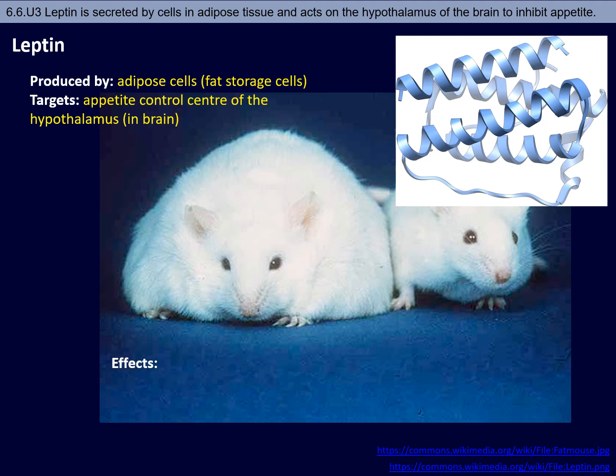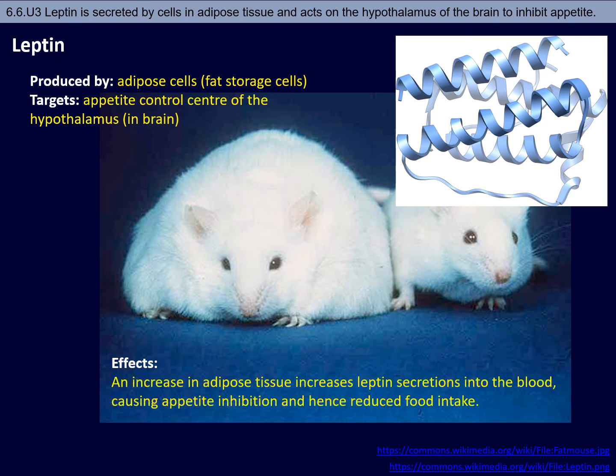And leptin eventually affects the hypothalamus, where your appetite control center is located, and helps to suppress your appetite because you've got more than enough nutrition. You don't need to keep eating. So an effect of this is an increase in the adipose tissue increases leptin secretion in the blood. And this causes the appetite inhibition and hence will help reduce your food intake.